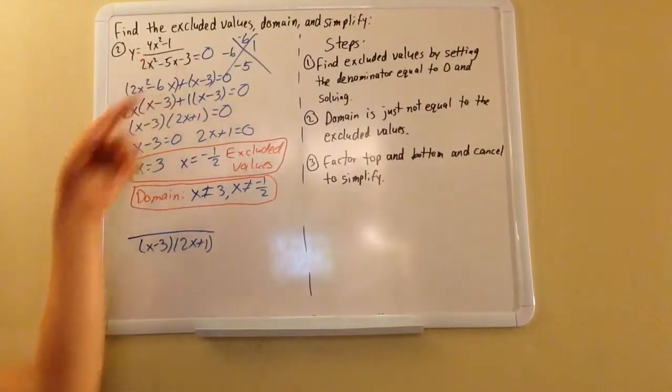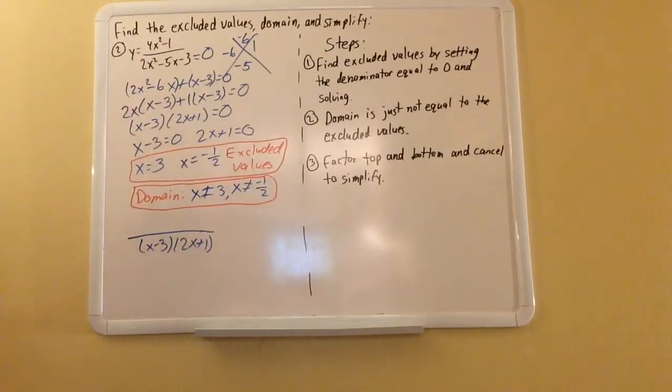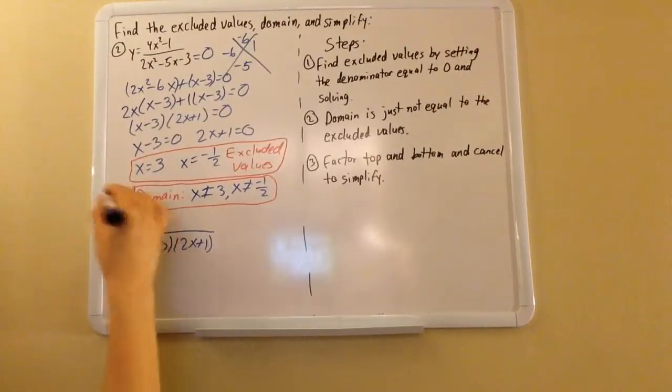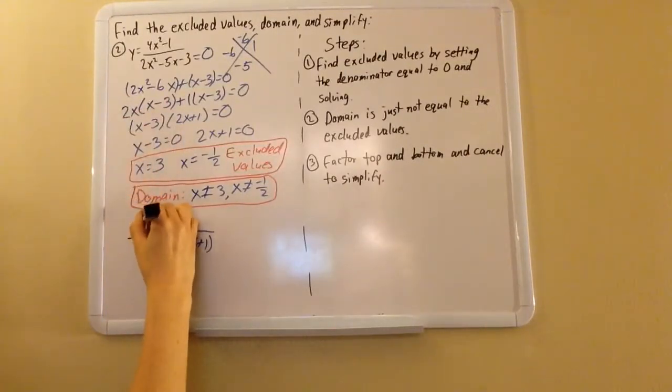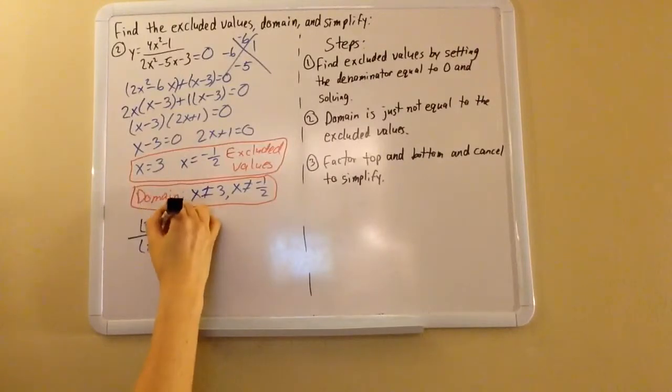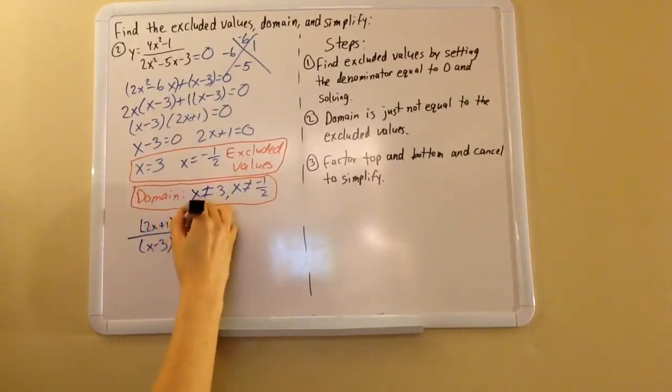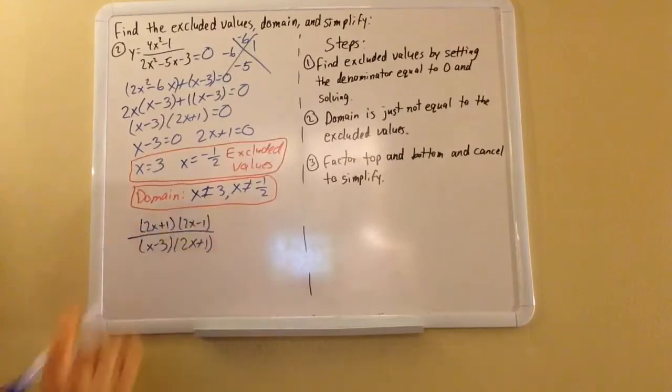Now this 4x squared minus 1, that's just the difference of two squares. So that's kind of how I'm going to factor it. You take the square root of each of them. One's going to be plus, one's going to be minus. So again, I have a factoring video on that one as well. So we take the square root. The square root of 4x squared is 2x. Square root of 1 is 1, so 2x plus 1, and then 2x minus 1.